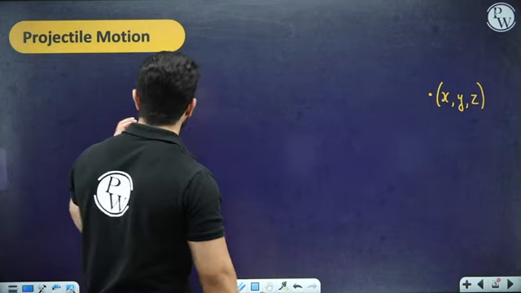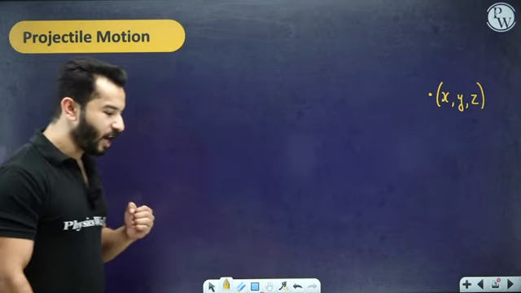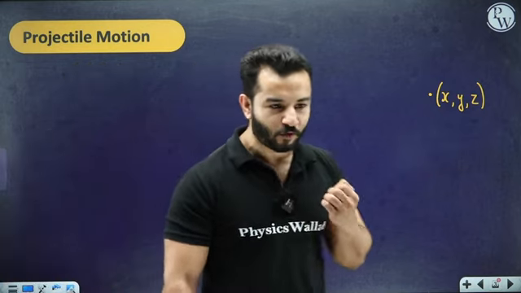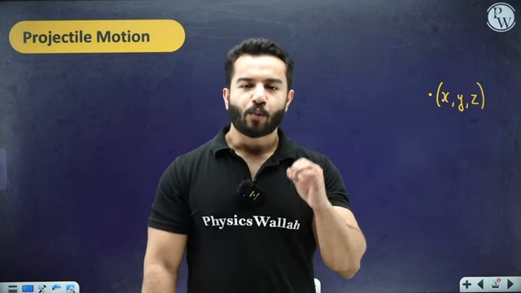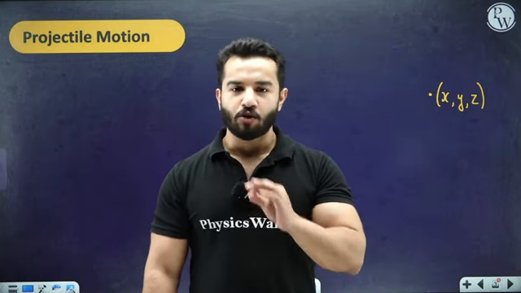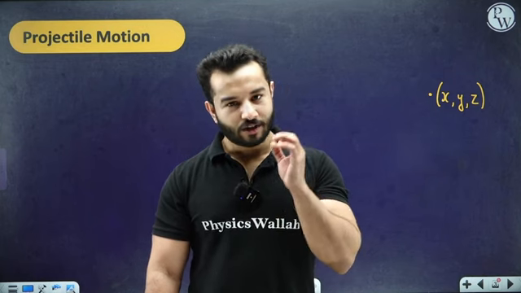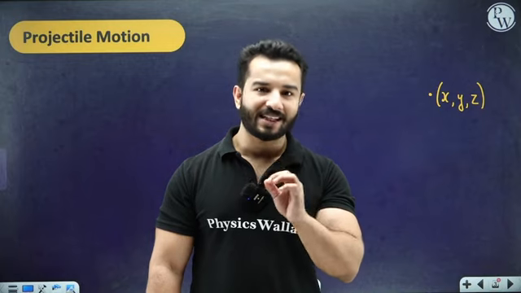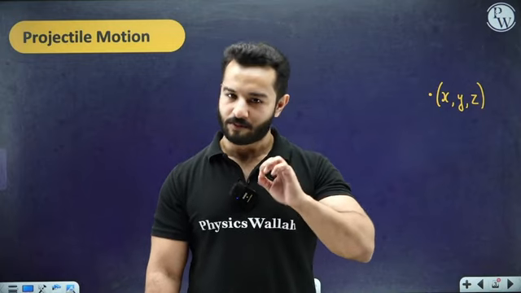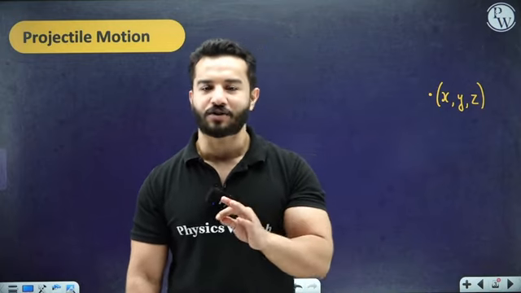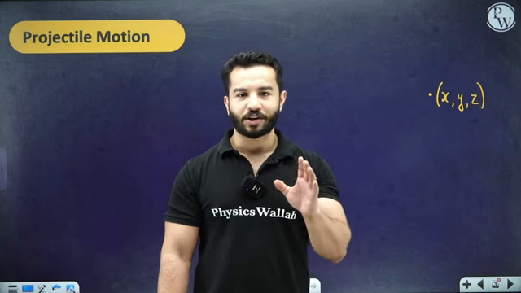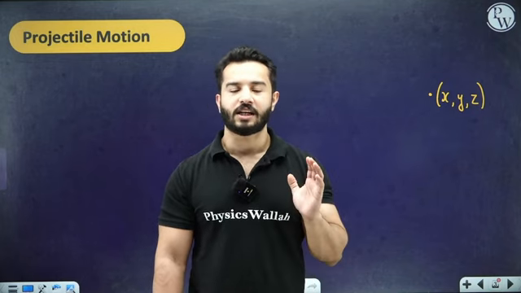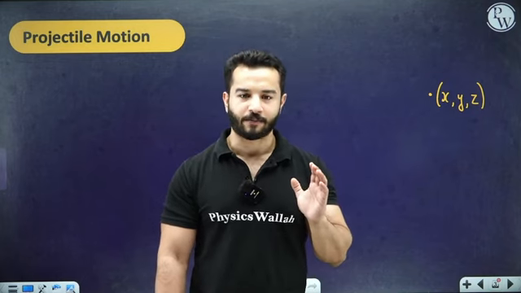Before starting projectile motion, let me first clarify that we are not starting any new chapter, right? We are going to talk about everything that we have already learned in the previous chapter, that is motion in a straight line. We are not going to talk about anything new. It's just a revision of whatever we have learned in motion in a straight line, right?